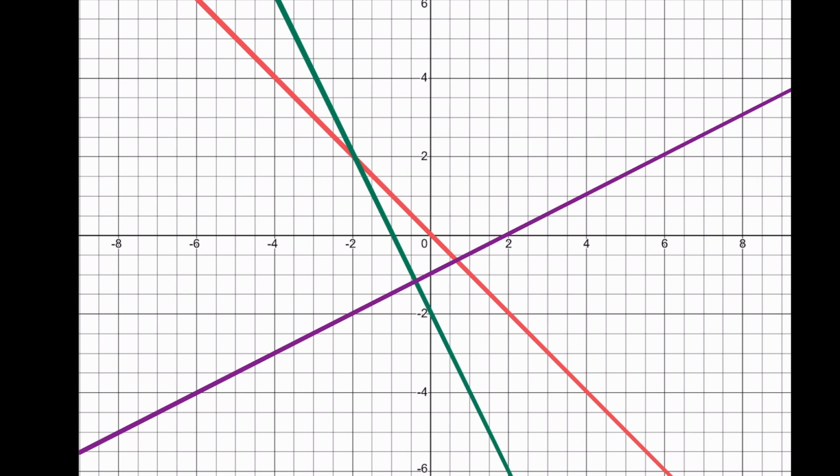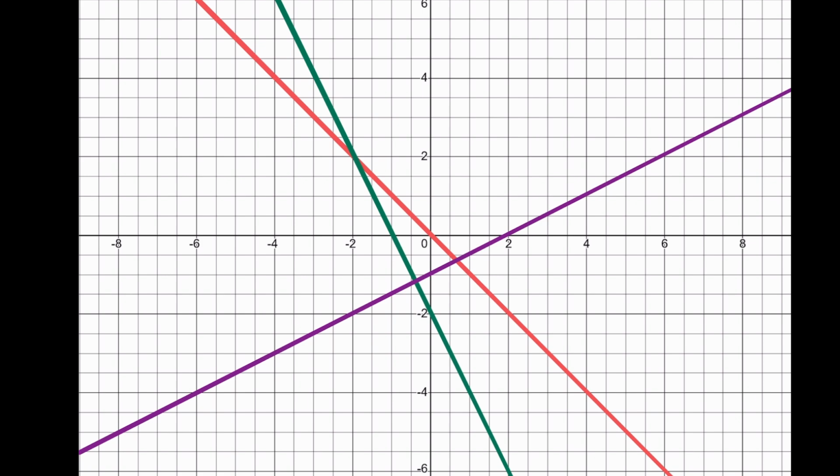So what I wanted to show you here was that sometimes the gradients might be negative. You can see the purple line. Now that's just like the ones we have been looking at. They're going from the bottom left up to the top right, so these are what we call a positive gradient. Now the red and the green lines on this one are going from the top left down to the bottom right. And these are negative gradients, but we still need to be able to determine them.